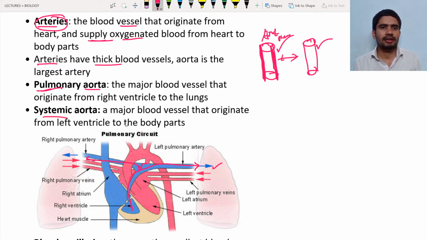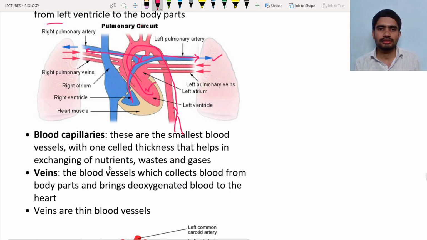So next is systemic aorta. Systemic aorta is a major blood vessel that is originating from the left ventricle. So this is known as left ventricle. So this left ventricle has oxygenated blood and is going to supply oxygenated blood through this major blood vessel that is known as systemic aorta. Again, the systemic aorta will divide into numerous branches. They are known as arteries, and these arteries will supply blood to the different body parts. Okay, so in this way they are going to supply to the different body parts.